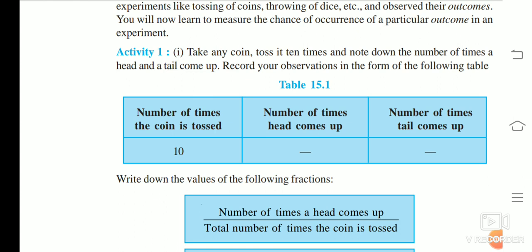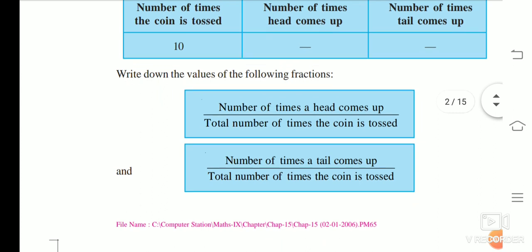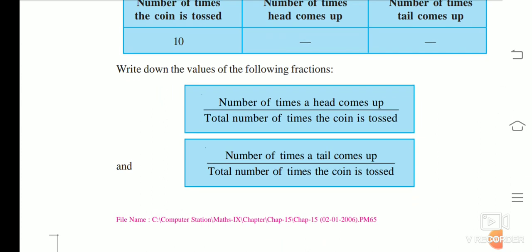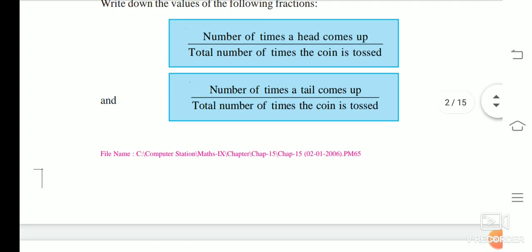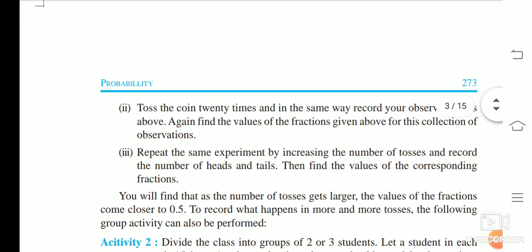Note down the number of heads in the second column, and the number of tails in the third column. Write down the values of the following: number of times a head comes up divided by the total number of times the coin is tossed. Similarly, number of times a tail comes up divided by the total number of times the coin is tossed. Here the total number of tosses is 10; substitute the answers, right? So this is the meaning of probability here.